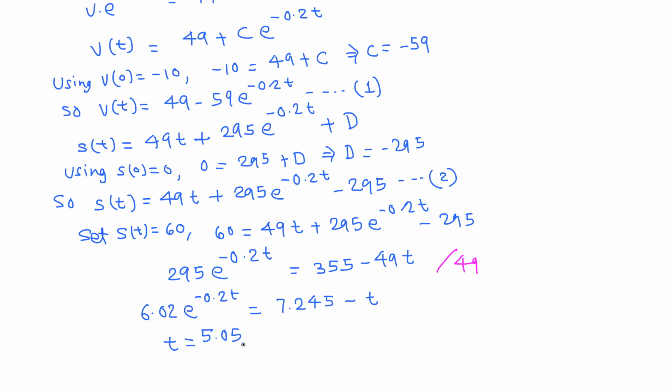Now we need to find the velocity. For that, plug this into equation 1. The velocity after 5.05 seconds is given by plugging t equals 5.05 into equation 1. Then you get 27.5, positive, obviously going down, meters per second. Final.